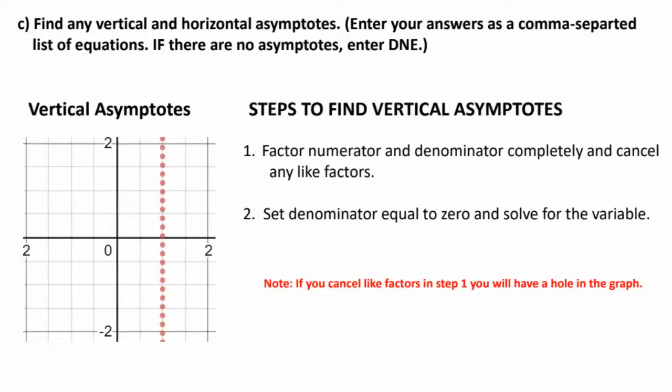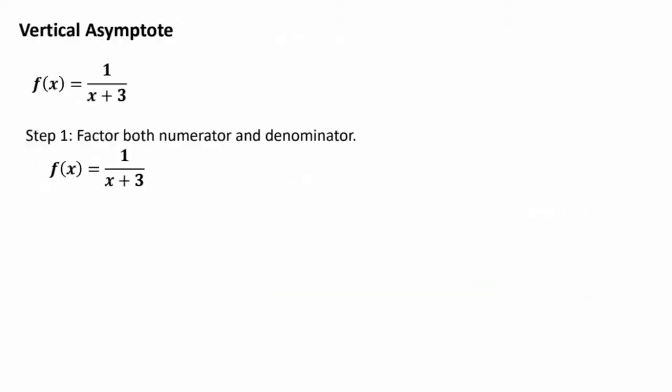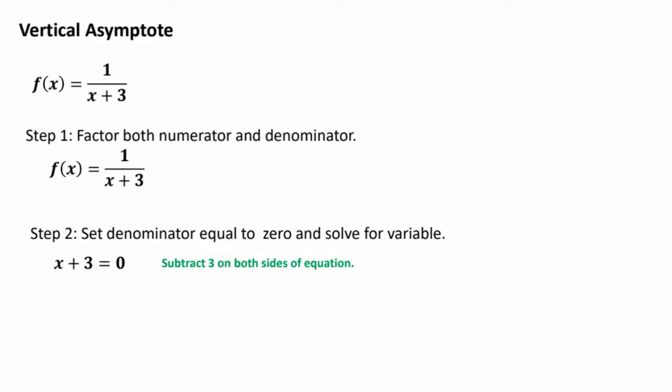So let's go ahead and look at our example again. 1 is already simplified, so there's nothing for us to factor, and x plus 3 is already in its simplest form as well. So we can skip step 1 and move on to step 2: set the denominator equal to 0 and solve for the variable. We had done this already when we were trying to discover the domain. When we solve for this, we saw that x is equal to -3.